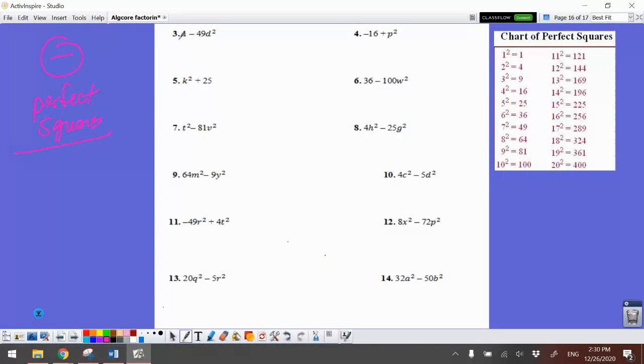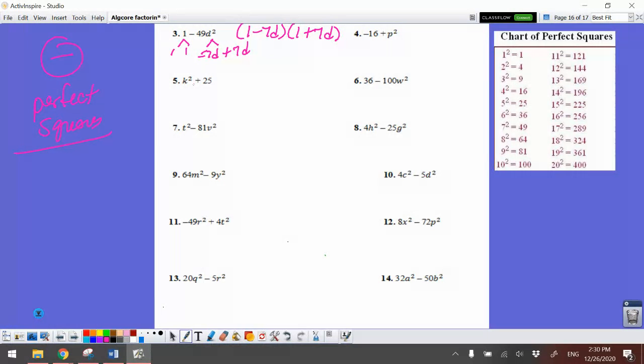Okay, so the first one, 1 and 49. Yep, it's subtraction. It is a perfect square. So 1 and 1, negative 7d and positive 7d. So this one is going to be 1 minus 7d, 1 plus 7d.